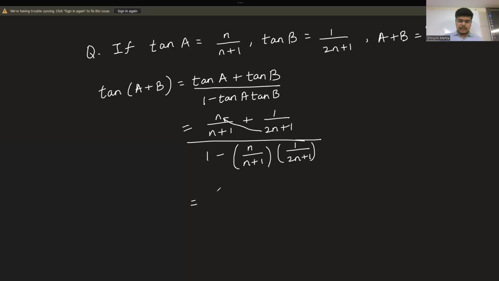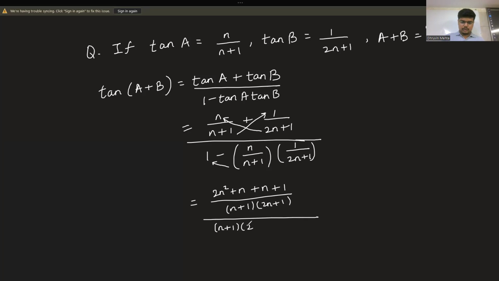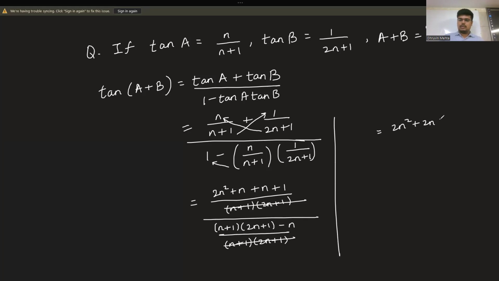The n will be multiplied with 2n plus 1. So that gives us 2n square plus n. Then n plus 1 will be multiplied with 1. So that gives us n plus 1 upon n plus 1, 2n plus 1. I'm not multiplying that, जो at the end cut होगा. Now this n plus 1, 2n plus 1 will be multiplied here. So this is n plus 1 into 2n plus 1 minus n into 1, upon n plus 1, 2n plus 1. Now this is getting cut, which leaves us with 2n square plus 2n plus 1.